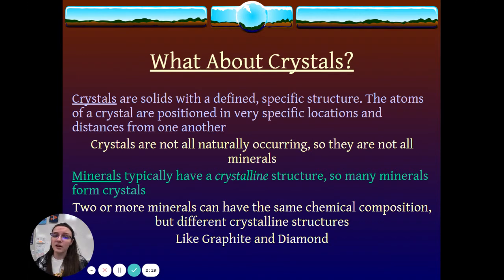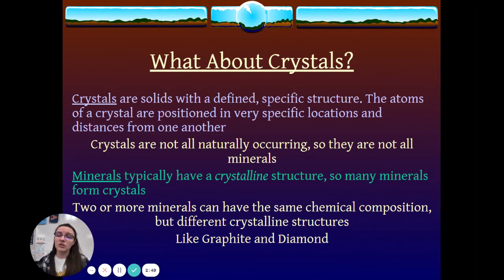Not all crystals are naturally occurring. You can grow crystals at home using hot water, a stick, and sugar or salt. So not all crystals are naturally occurring, and so they are not all minerals. Minerals do have a crystalline structure. So typically, minerals will form crystals or have a crystal-like shape, but that does not necessarily make it a crystal.